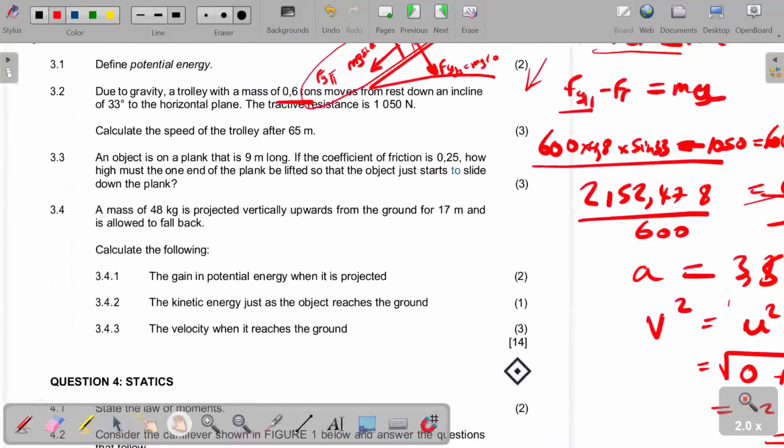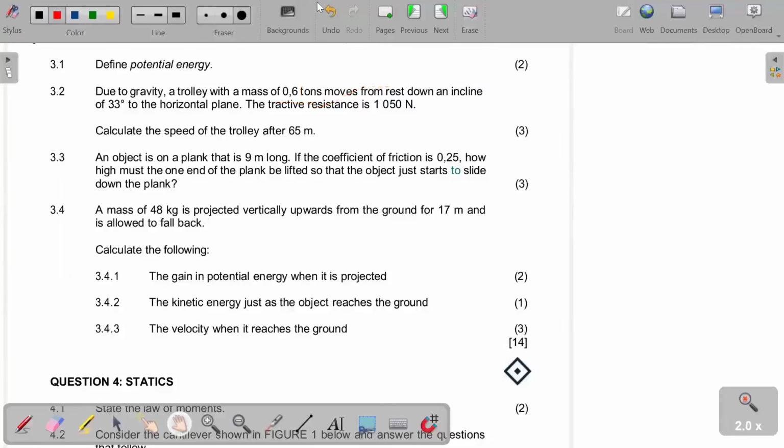An object is on a plank that is 9 meters long. If the coefficient of friction is 0.25, how high must one end of the plank be lifted so that the object just starts to slide down the plank? I'll demonstrate with a diagram on this one. Here is what we have. There is our plank. It must be lifted up.